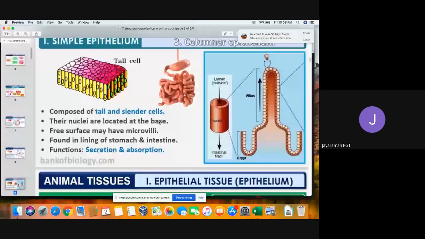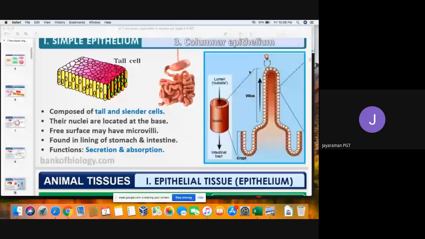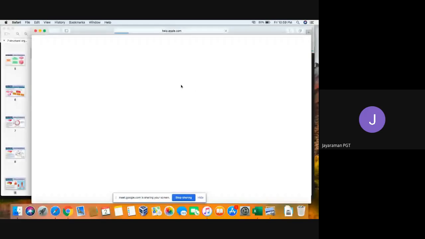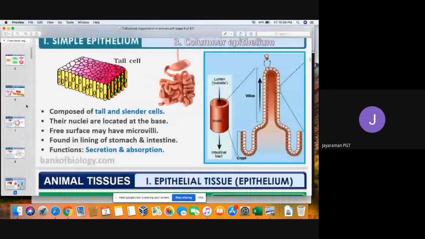Next one is columnar epithelium. You can see the cells are tall cells, pillar-like cells. We can take a 1 centimeter picture. These are composed of tall and slender cells, columnar epithelium, thick cells.